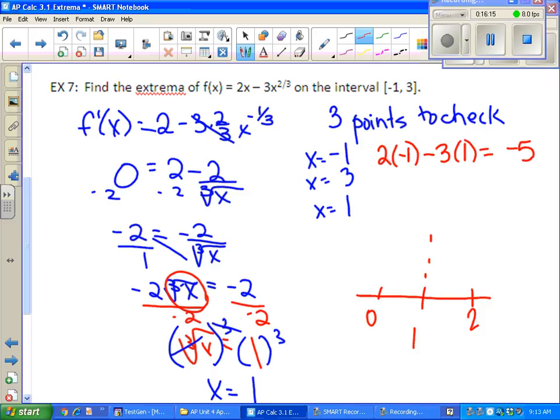Did y'all get -5? First one is -5. So that point is -1 and -5. That doesn't seem like it's very high on the graph. Now 3 to the 2/3 power. That's not going to be nice and neat. All I need to know is that's not quite as low as this, but it could be the highest point. All right, what about +1?